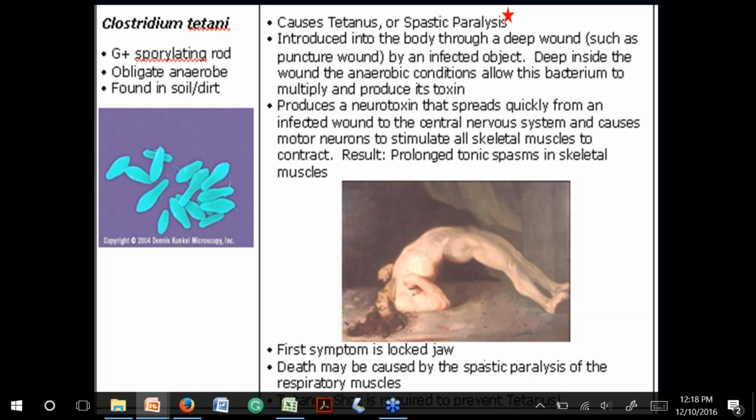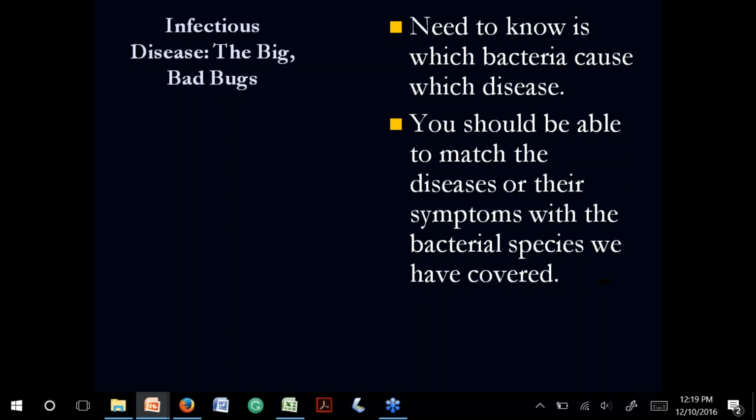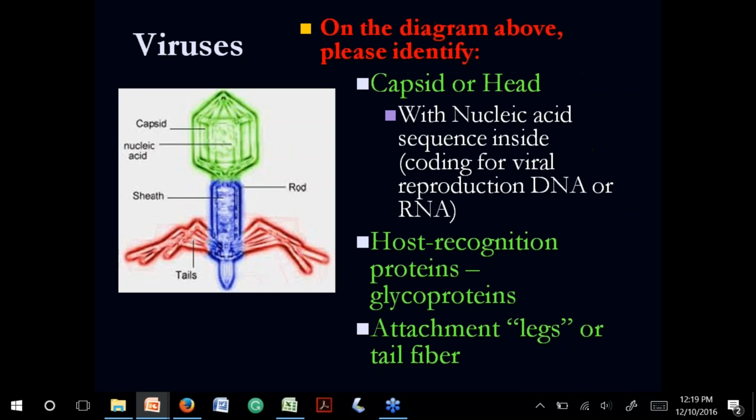Then let's see another Clostridium, Clostridium tetani, which produces spasms of the whole body, including the diaphragm, so you cannot actually breathe. So spastic paralysis. Spastic means contraction. Then we have Clostridium botulinum. Botulinum is the opposite: flaccid paralysis. That is mostly related to canned food, a can that has been damaged. Okay, so that is about that.